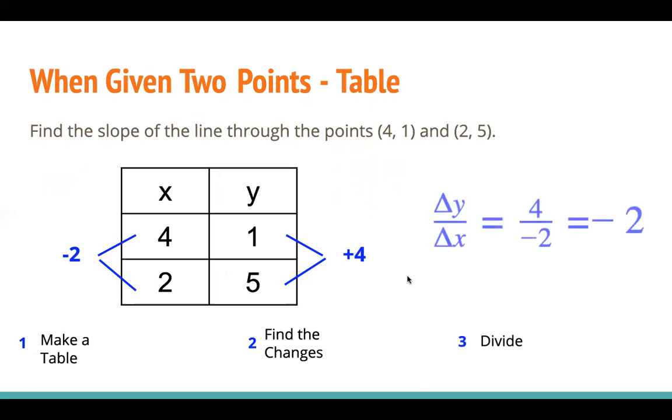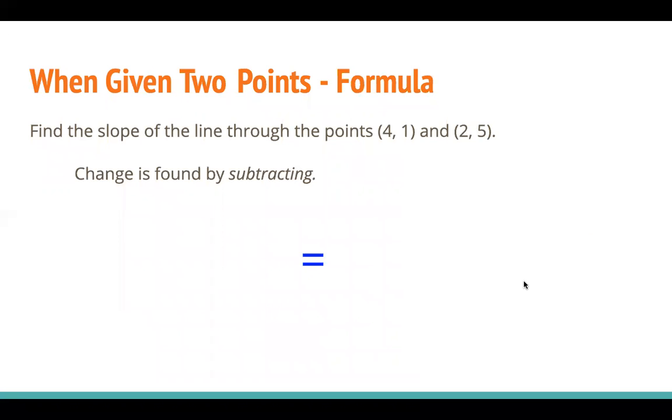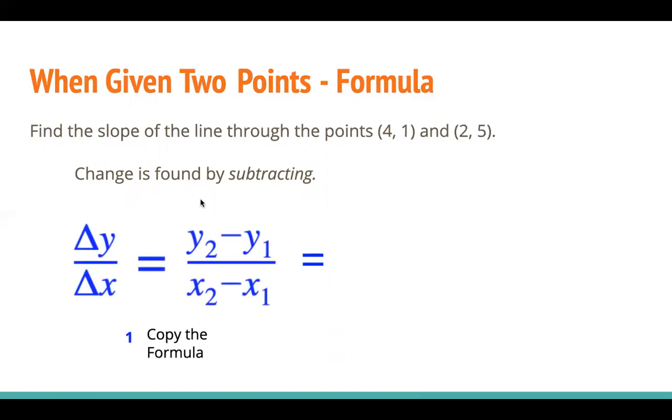Now I divide. Delta y divided by delta x, change in y divided by change in x, and 4 divided by -2 is -2. The last method is really a formula. And some of you may have learned this before, and if you like it, that's fine. If you don't like the formula, I will encourage you to use one of those other 2 methods, but it's really your choice.